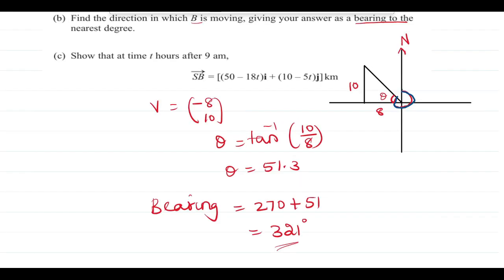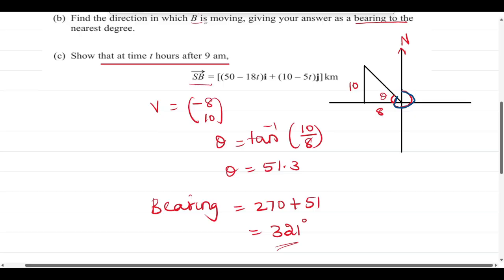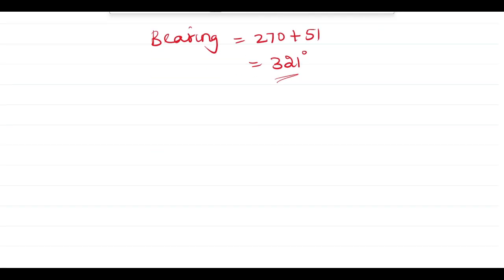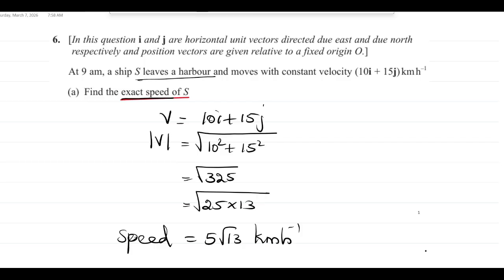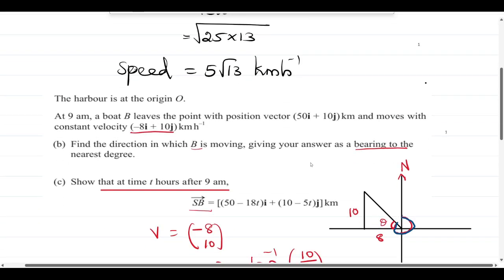See part C. Show that the time t hours after 9 a.m., SB equals, what is S? S is the ship and B is the boat. Consider the ship and boat as two particles. The ship is considered as S and the boat is considered as B. The information is given: the ship leaves the harbor and moves. So where is the harbor? The harbor is at the origin.